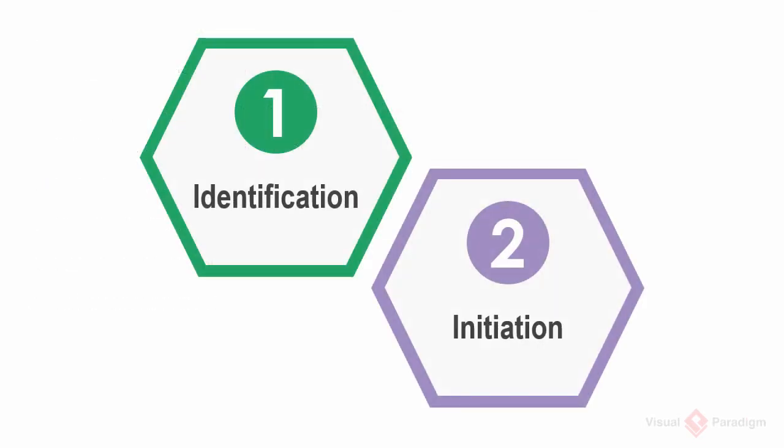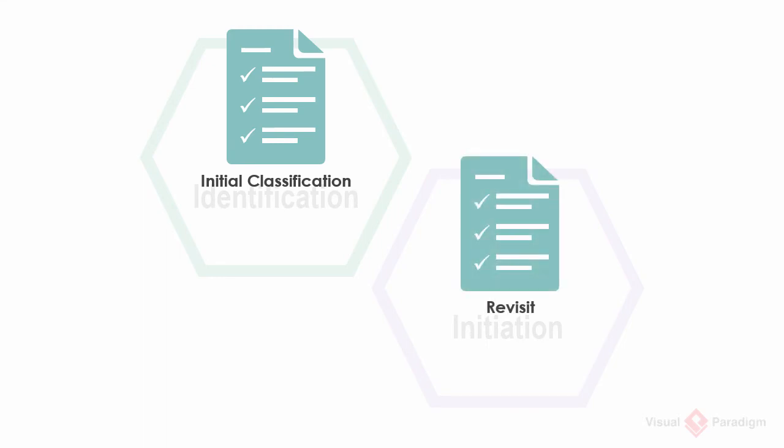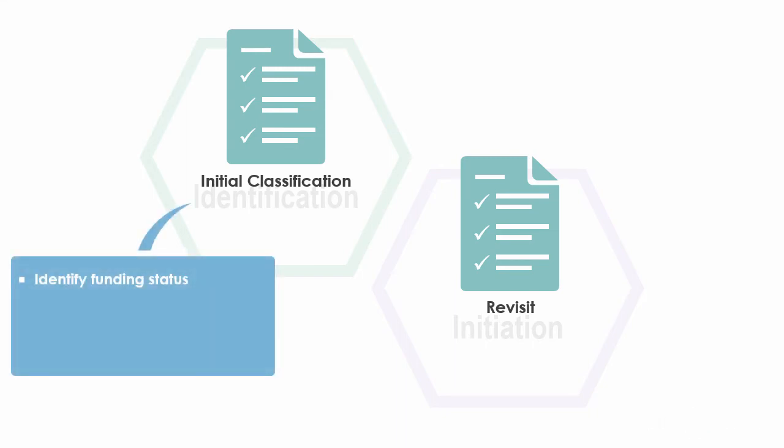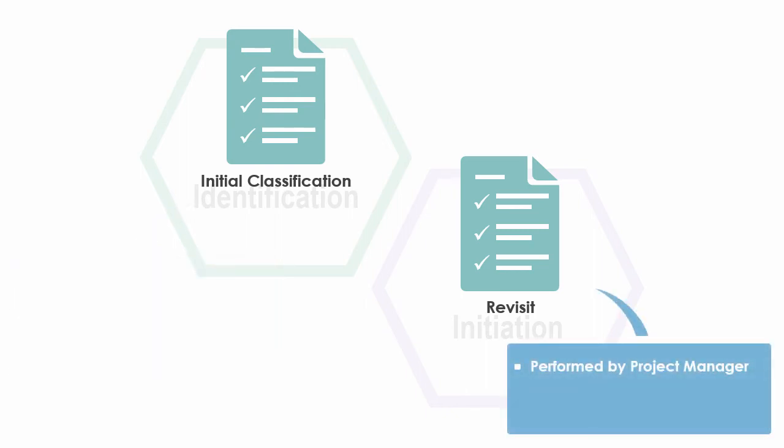Project classification takes place in the identification phase and is revisited later in the initiation phase by the project manager. In the identification phase, classification is performed to identify project funding status and project risks. The project nature as identified through answering the questionnaire also gives the performing organization ideas in choosing the candidates of project manager. In the initiation phase, classification is revisited by the project manager.